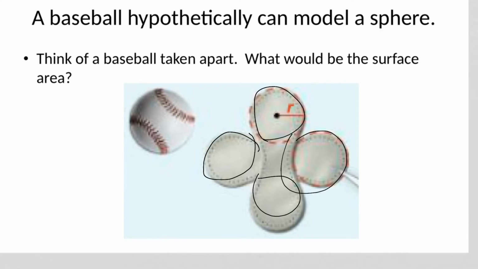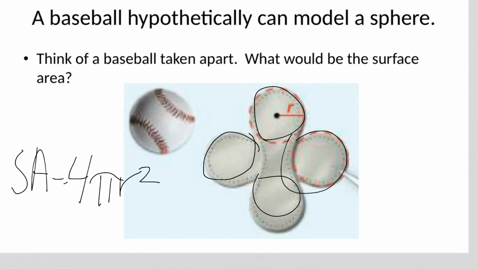So you kind of have about 4 circles here for this sphere. So we know the area of a circle is pi r squared. We have 4 of them. So the surface area for a sphere is 4 pi r squared.